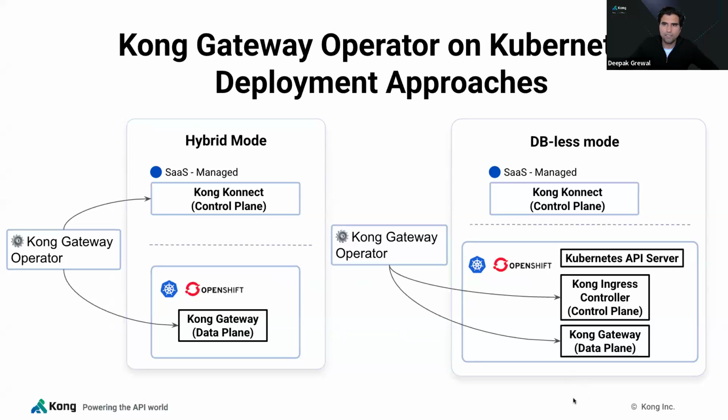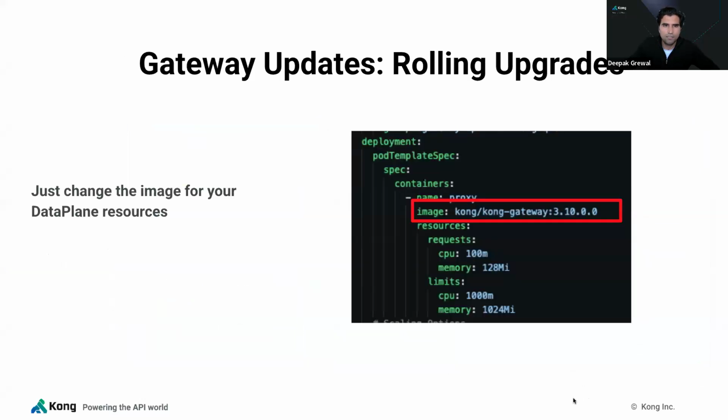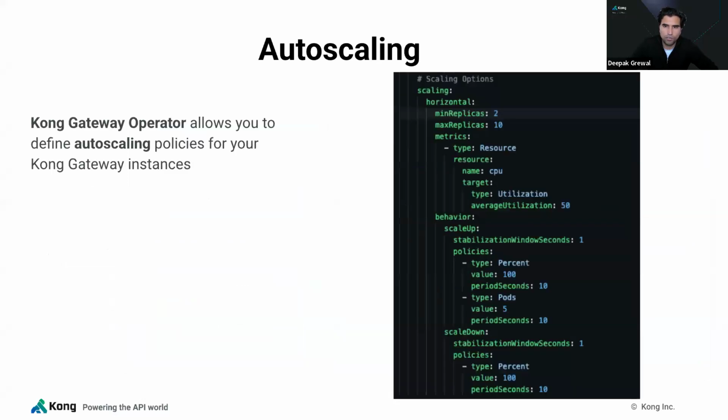All right, so that's sort of what I actually wanted to cover today. We've talked about rolling upgrades. We've also talked about auto scaling, which can be defined with the Kong gateway operator, which uses the horizontal pod scaler to drive this behavior.